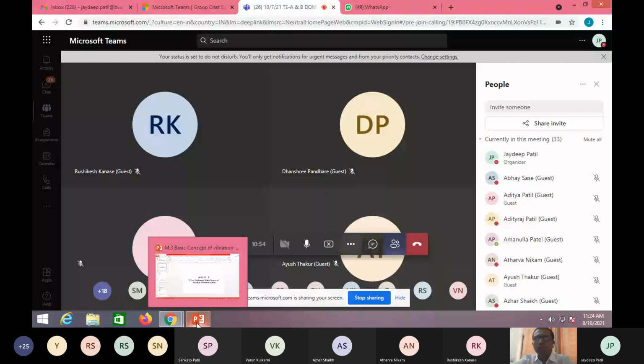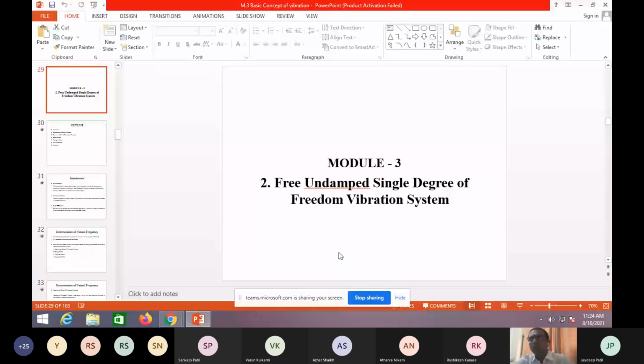Okay, let's start the third module and the second part of this third module: free undamped single degree of freedom vibrating system. Now, what is meant by free undamped single degree of freedom vibrating system?